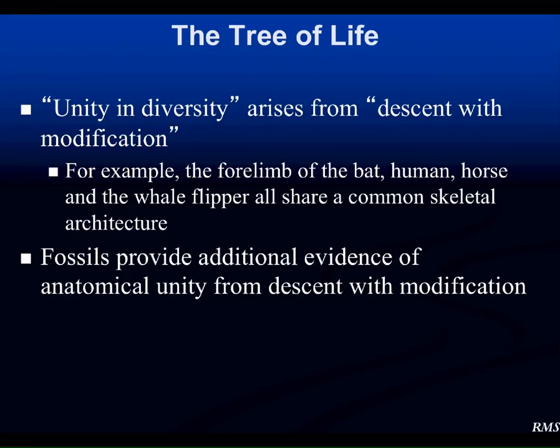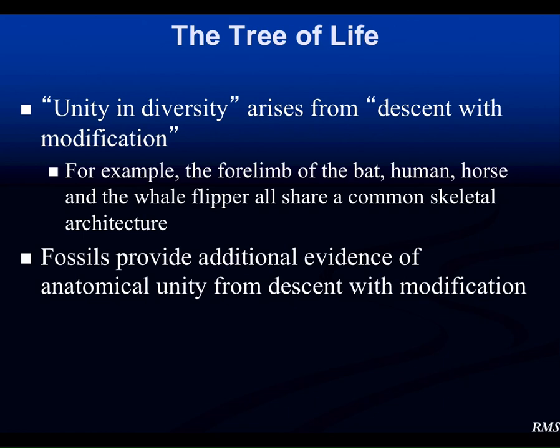So Darwin's idea of unity and diversity is going to arise from descent with modification. When you have a common ancestor, and over time the environmental pressure causes those common ancestors to shift around, that leads to new species. Obviously there are going to be some of the characteristics that they all hold on to. So for instance, and these are just examples once again, if you look at the forelimb, which is the forearm of a human, a bat, a horse, or a whale, they all have a very common skeletal architecture.